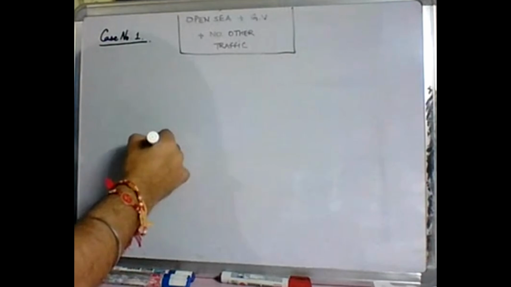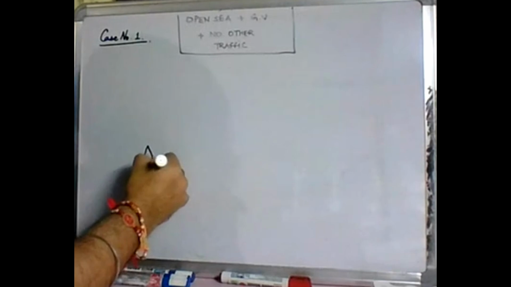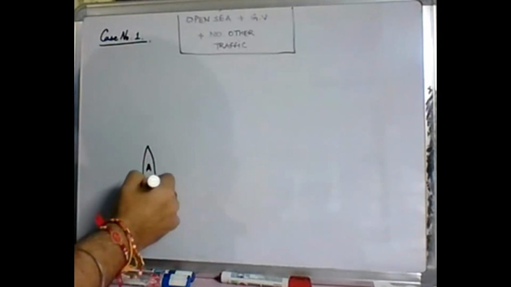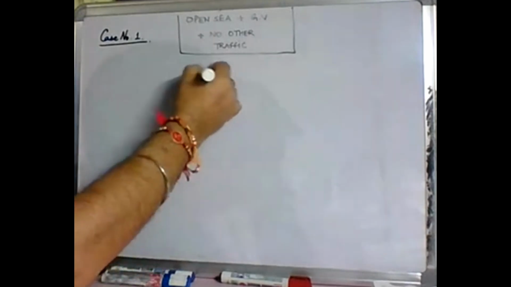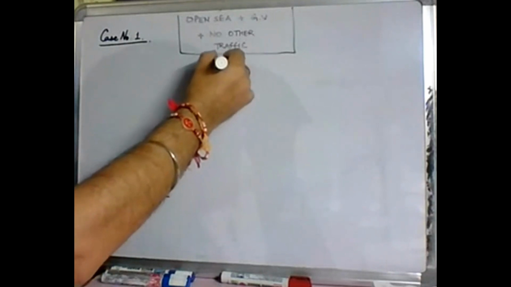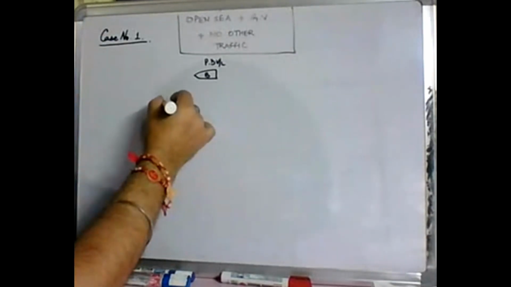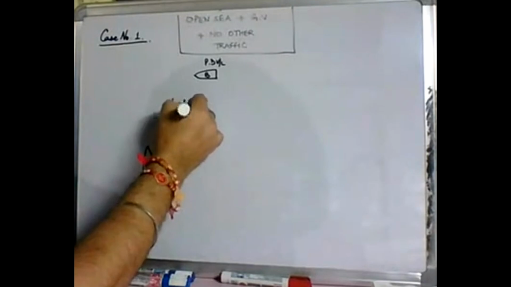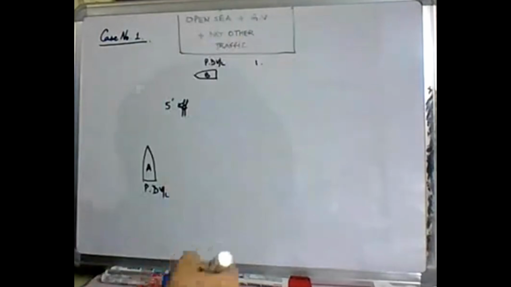Case number 1, we have vessel A, a power-driven vessel, and there is a vessel B, another power-driven vessel. Open sea and distance off is 5 miles off. What will be the first step that you'll take?